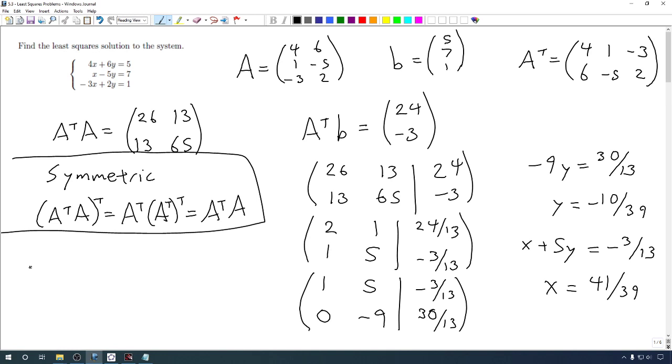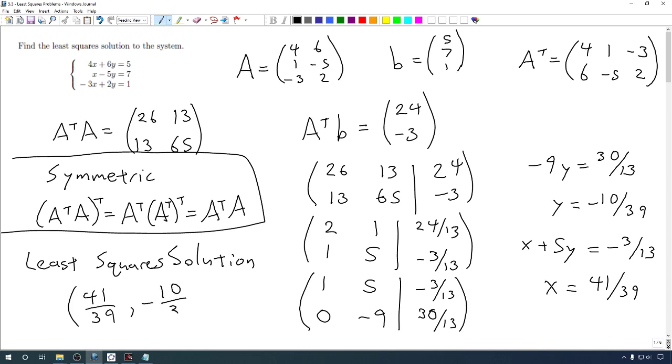So our least squares solution is going to be, well, x is first, so the 41 over 39, and then the negative 10 over 39. This is not an exact solution. If we plug these into the system, we will not get exactly 5, 7, and 1, but it's as close as we can get to a solution. And whether or not it gives us close to 5, 7, and 1 just tells us how close we could possibly get. We can't get any closer than this one.